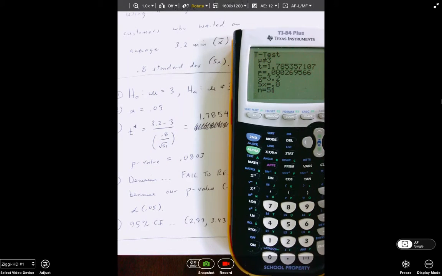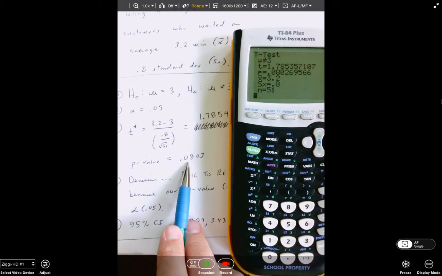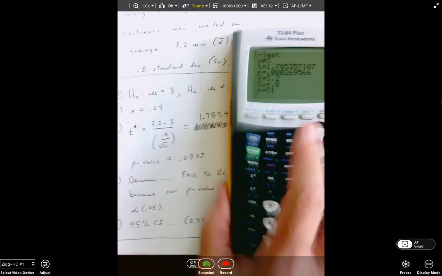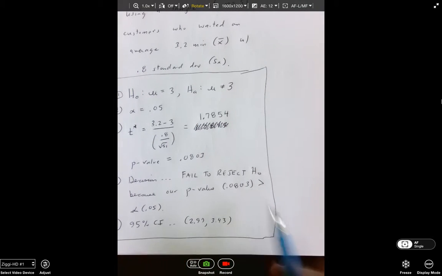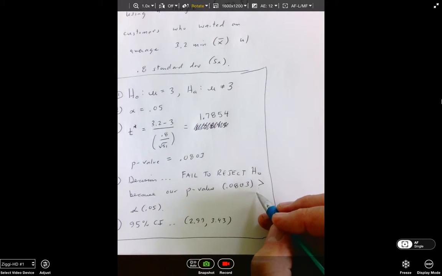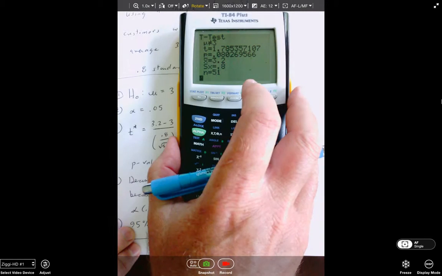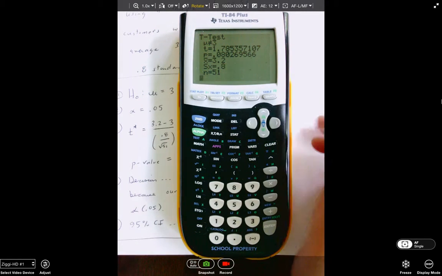Anyway, you can come on down. You see your p-value is 0.0803, which is exactly what we got here. Use the same decision rule. Our p-value is greater than or equal to our 0.05. And the 95% confidence interval, this is kind of cool.